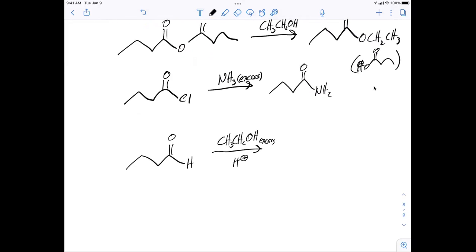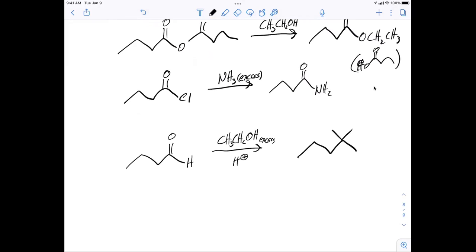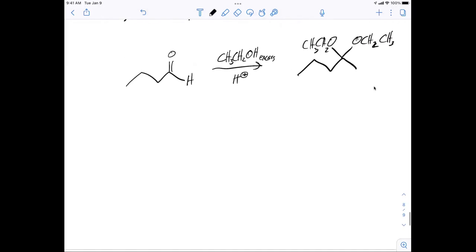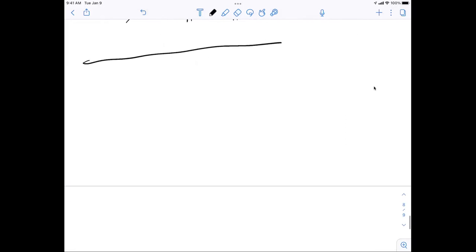Going back to our aldehydes, if we add an aldehyde with an alcohol and a little bit of acid, we're going to form the acetal. Questions about those three? Is some of this starting to come back to you? Let's try some more reagents.